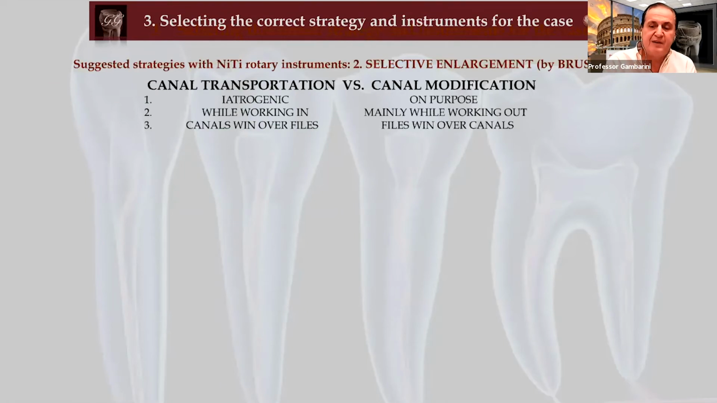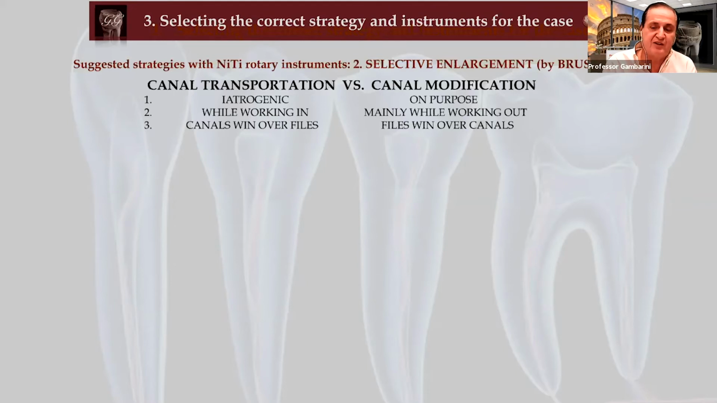Speaking about this, some people say, okay, if you flare, you modify the canal. Well, actually, I want to explain to people the difference between canal transportation and canal modification. Canal transportation is an iatrogenic error. And canal modification you do when you go out from the canal, and so it's on purpose. So canal transportation occurs as a mistake while you're working in. Canal modification is a strategy, a choice while you're working out.